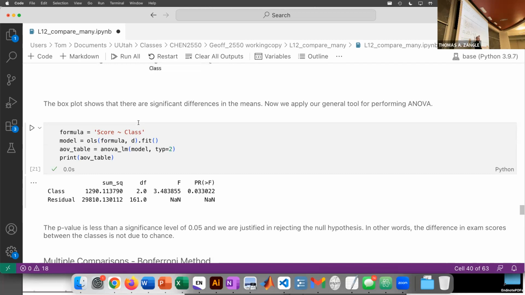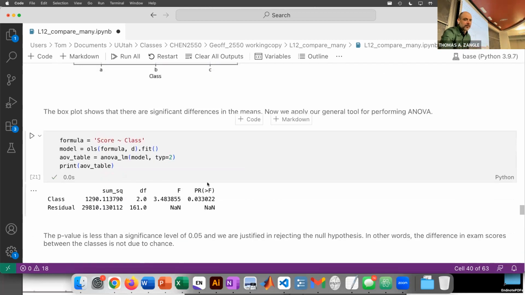So this doesn't tell us which, right? I mean, we can look at the box plot and maybe have suspicions, but this on its own doesn't tell us which mean is different. It just tells us that some of the means are different, and we're going to use this other analysis to go a little bit further.